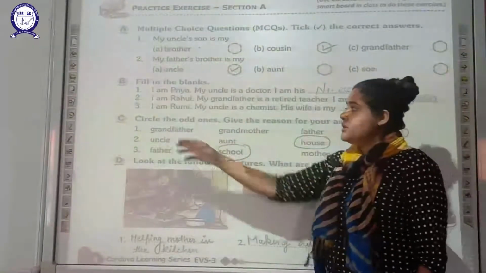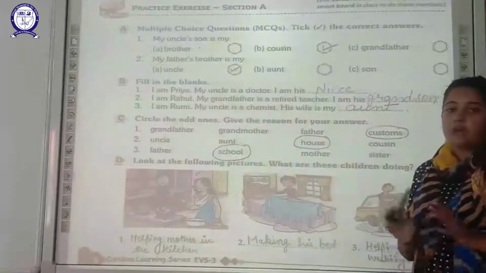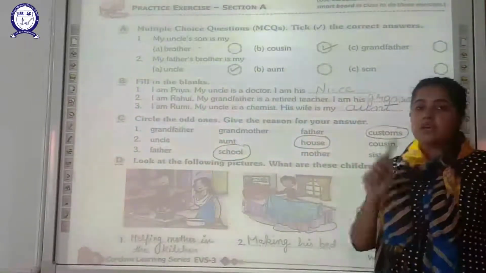The next type of question is where you have to circle the odd one out. Three of them will be related and one will be the odd one. You have to encircle that.